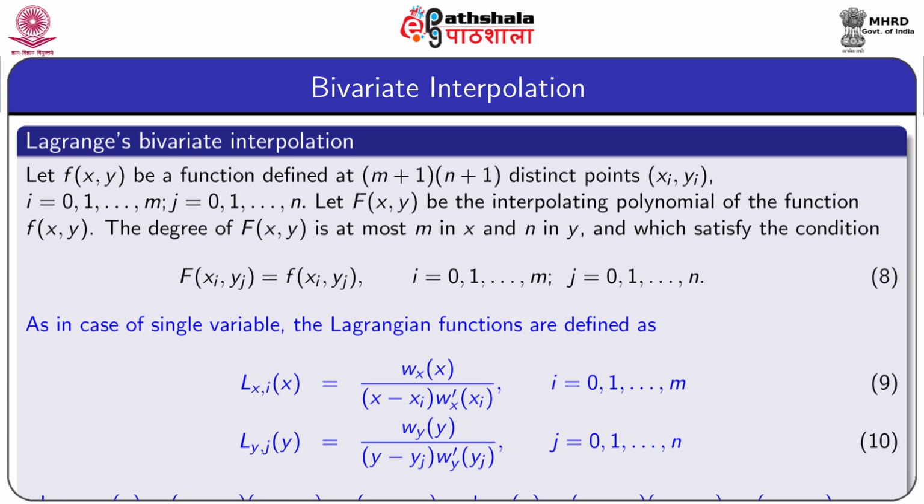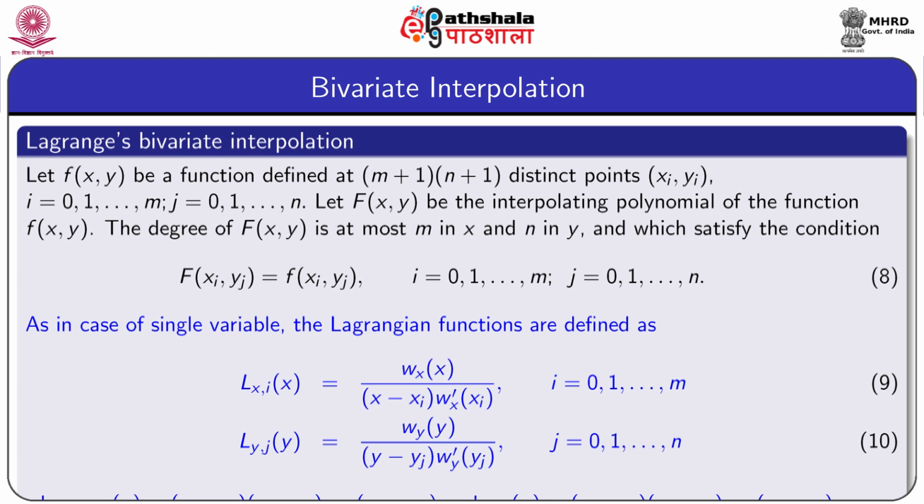So, as in single variable case, the Lagrangian functions are defined as Lxi of x equal to Wx of x whole divided by (x minus xi) into Wx dash, that means the derivative of Wx at xi, which is defined for all i equal to 0, 1, 2 up to m. Similarly, Lyj of y equal to Wy of y divided by (y minus yj) into Wy dash at yj, and this is true for all j equal to 0, 1, 2 up to n.